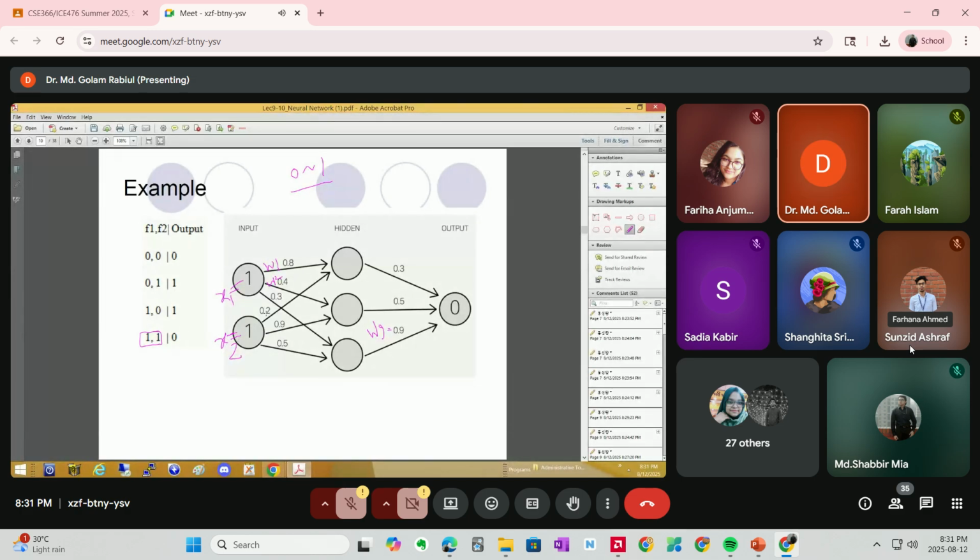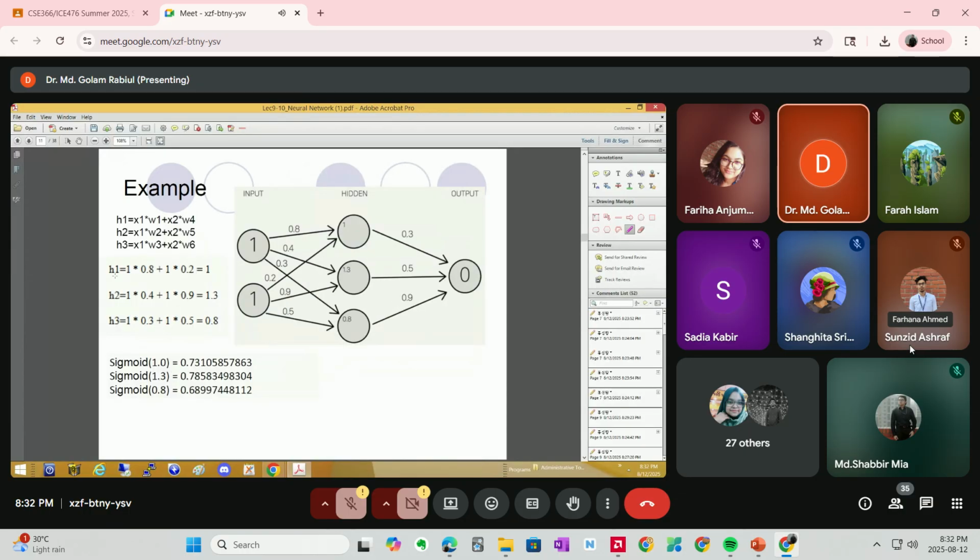Considering this input, we have calculated the value of h1. In our last lecture, I discussed this in detail. So 1 is the value of h1, 1.3 is the value of h2, and 0.8 is the value of h3. These are the hidden sums: hidden sum 1 is 1, hidden sum 2 is 1.3, hidden sum 3 is 0.8.